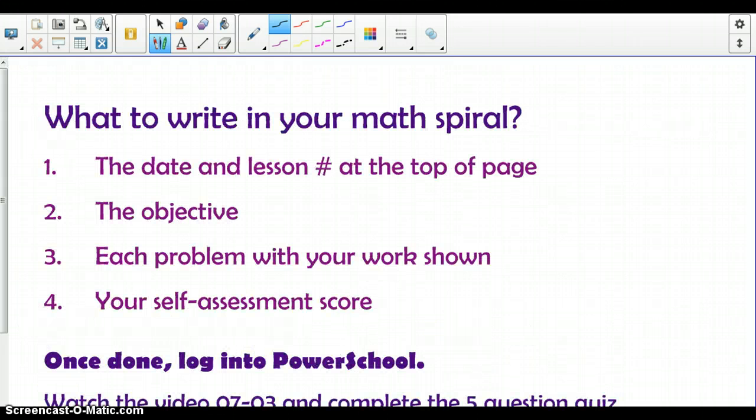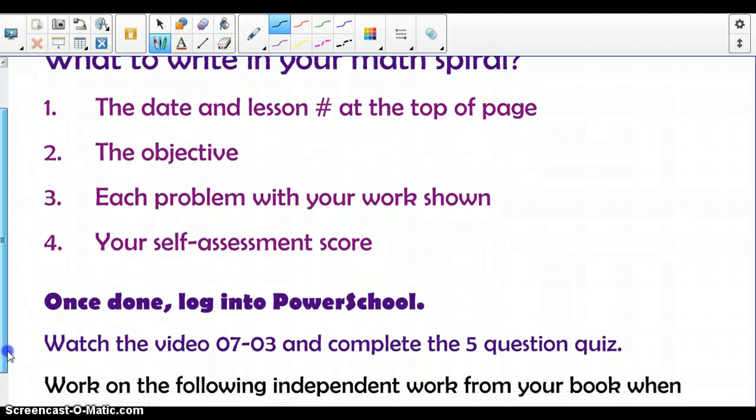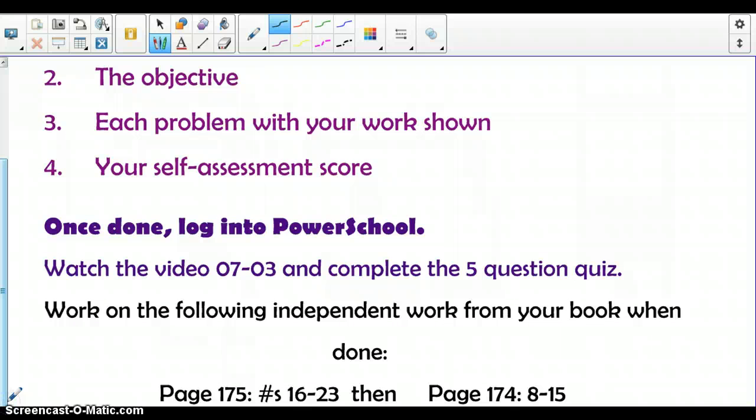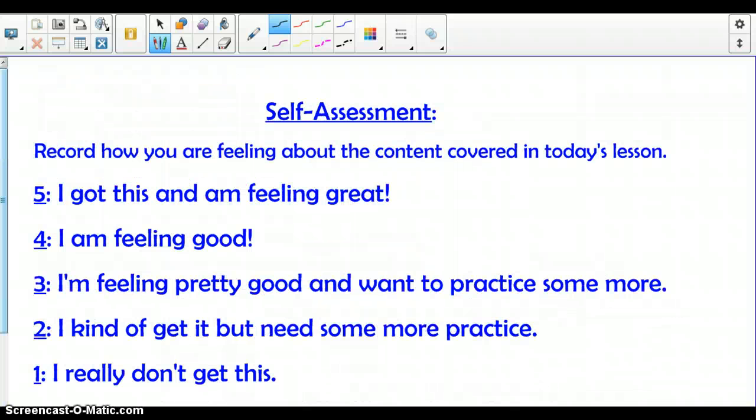Now it's your turn. Please follow the directions here, and of course do your self-assessment. Here's the self-assessment.